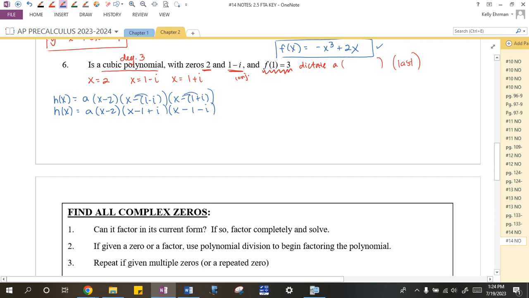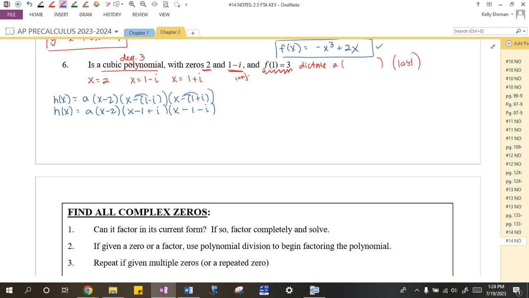Okay, and then we're told to plug in f of 1 equals 3. Now, if we plug in 1 for x and 3 for h of x, or 3 for y, and try to solve for a, it's going to be weird because we have these i's in here. So let's work on getting this into its general form a little bit, and then we'll figure out a, and then we'll go back and write our final factored form.